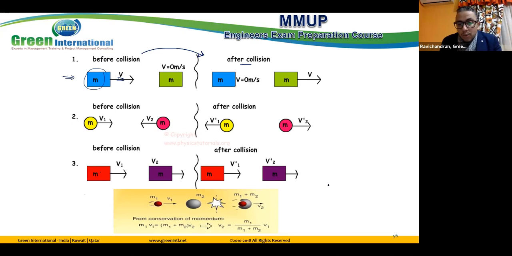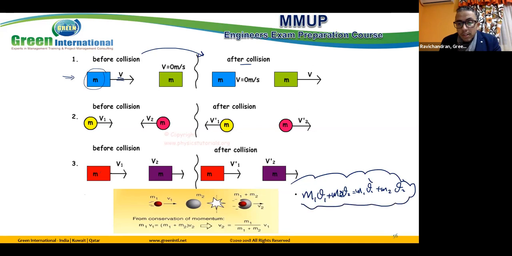The equation used for this topic of collisions is m1v1 plus m2v2 equals m1v1' plus m2v2'. This is a famous equation used here. So we have masses the same, not changed, but the change is the velocities.